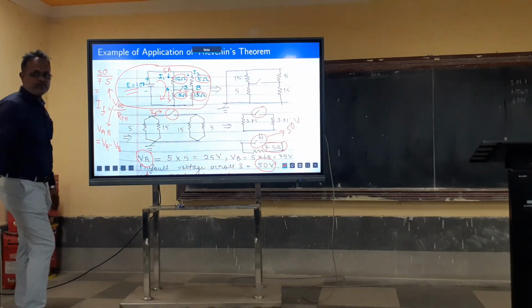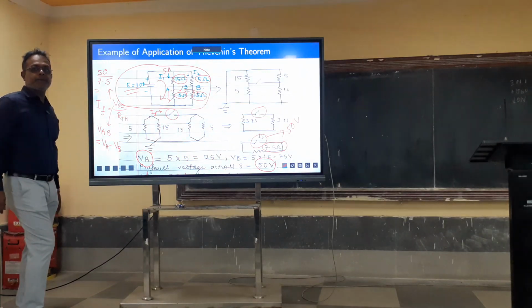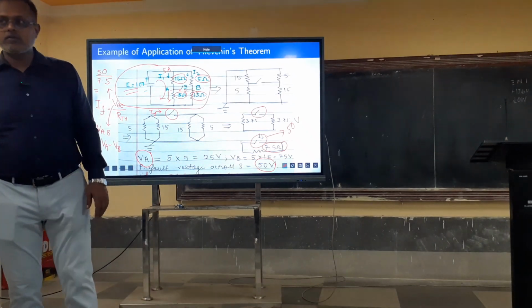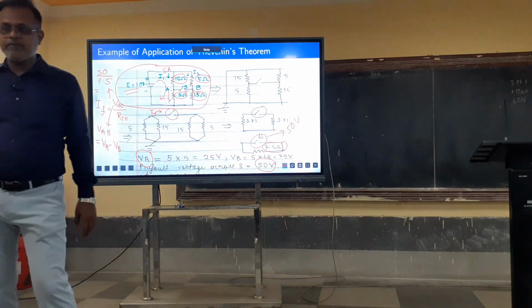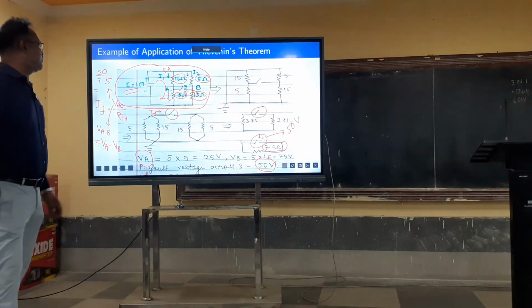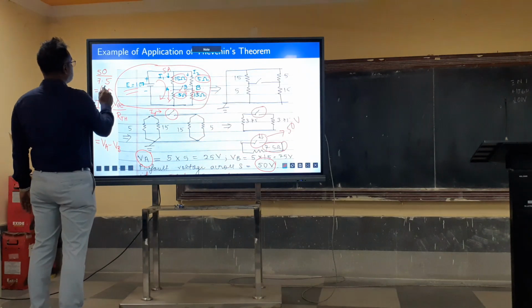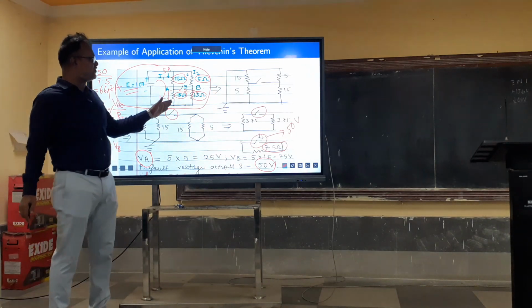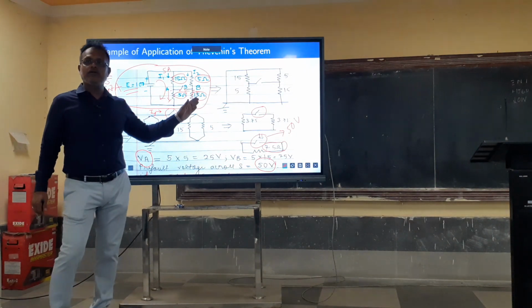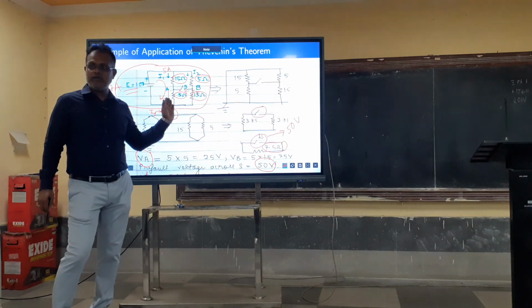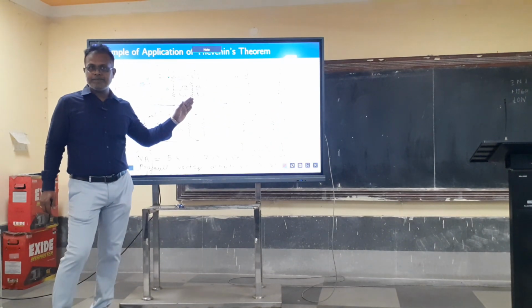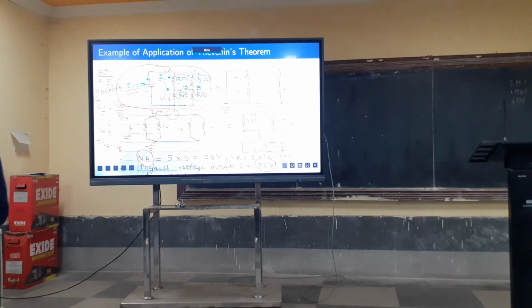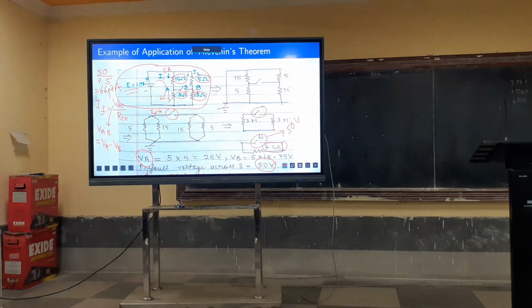What is that? How much is this? Compute. 50 by 7.5, 6.67 ampere. So 6.67 ampere is the fault current. In which direction? B to A or A to B? B to A, because A to B is minus 50. Okay? Right? So this is exactly what we are going to apply to a power system network.